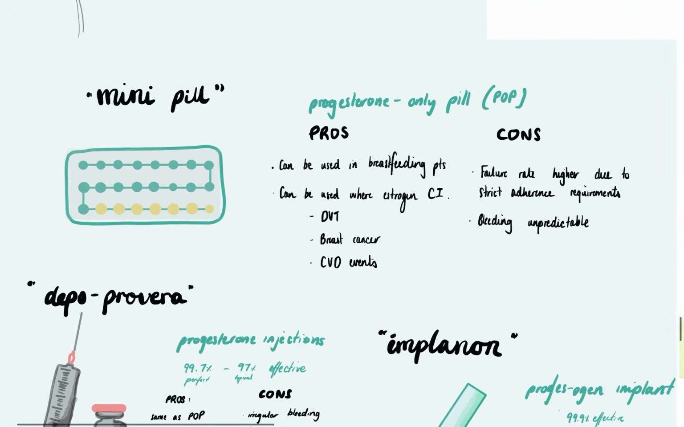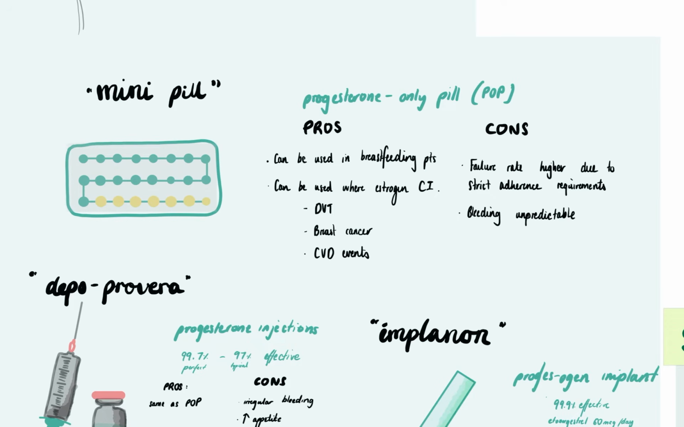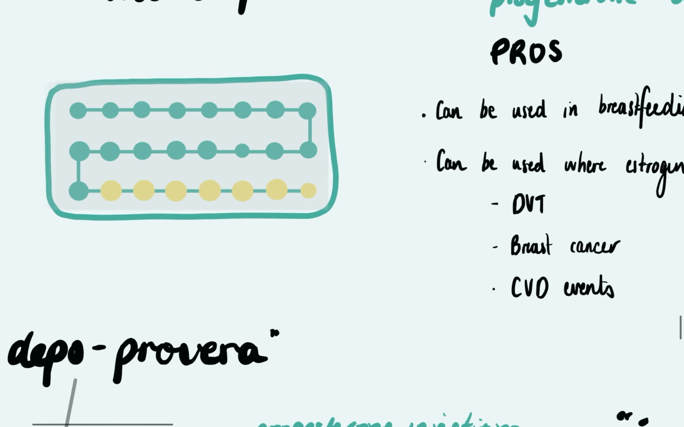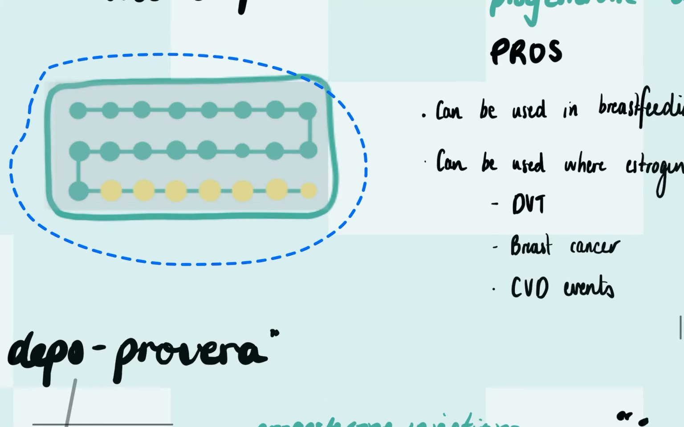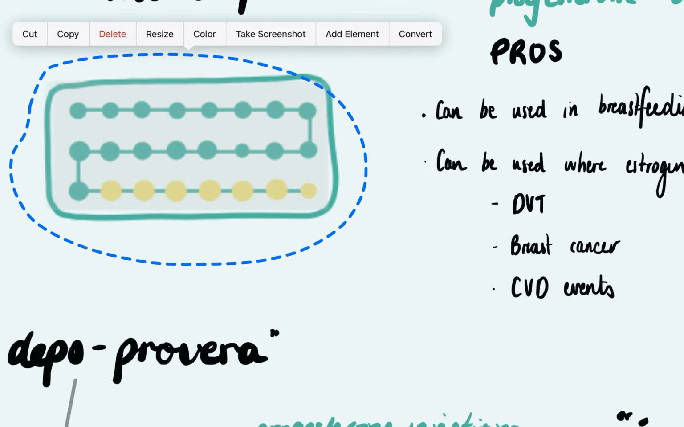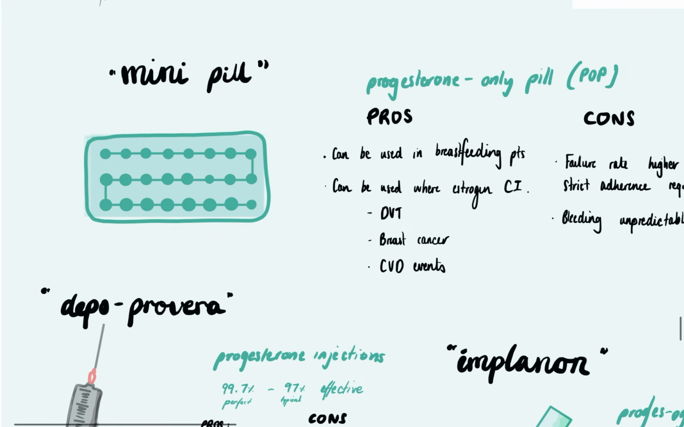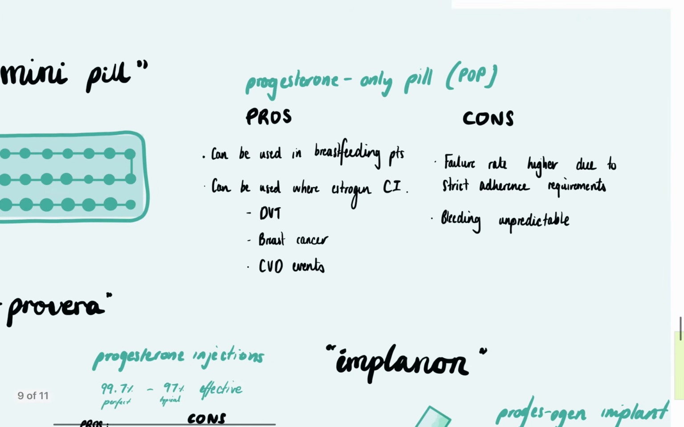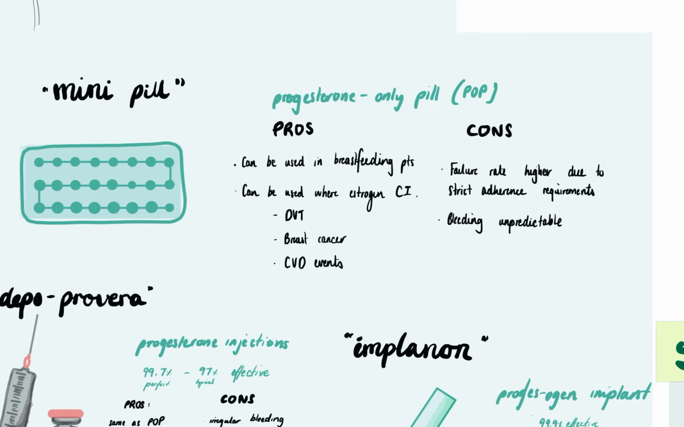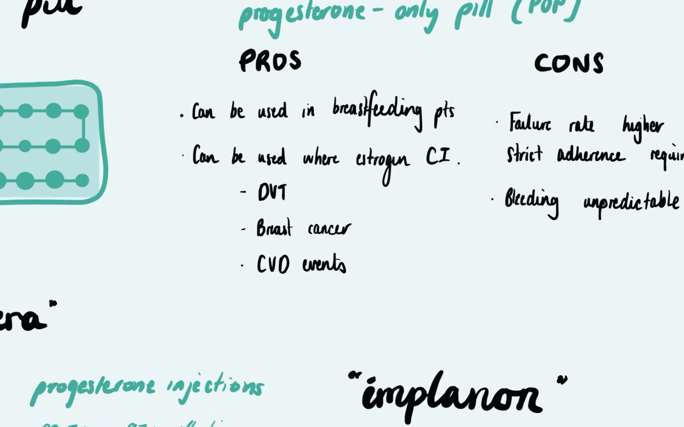Now, another form of progesterone-only contraception is the mini pill, or the progesterone-only pill. Sorry, this is kind of an inaccurate photo, because the progesterone-only pill doesn't come with these sugar pills. You only get progesterone. And so the reason that you might use this is if you have a breastfeeding patient, because progesterone doesn't affect breastfeeding, whereas estrogen does. And other areas where estrogen is contraindicated, which I've mentioned before.